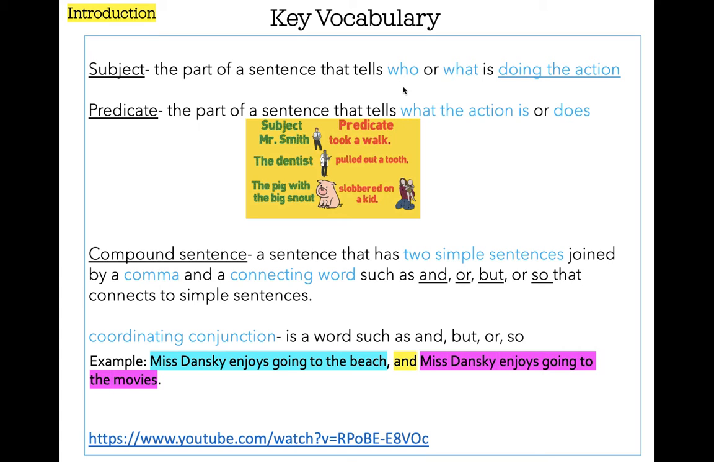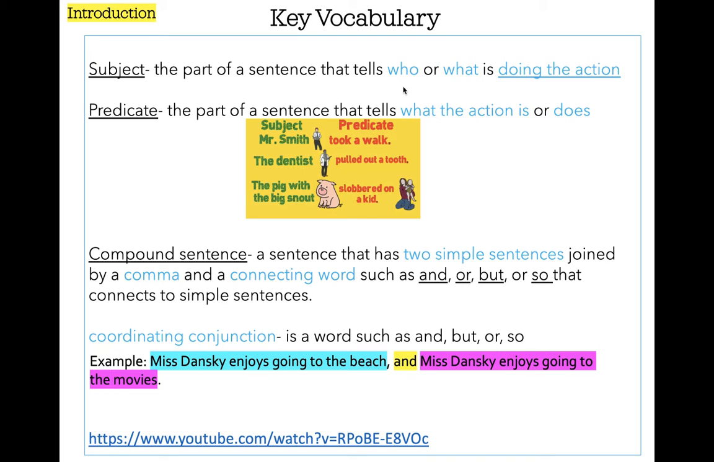So compound sentences are a sentence that have two simple sentences joined together by a comma and the connecting word or conjunction, such as and, or, but, or so. Okay, so those four conjunctions connect two sentences that can actually stand alone.